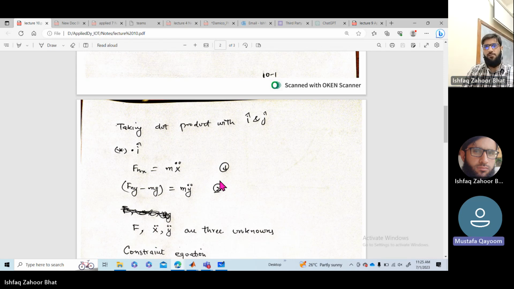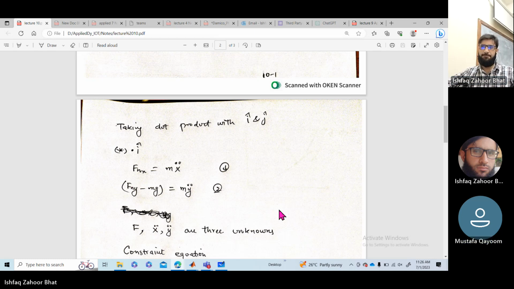Sir, three variables and two equations. Yes, there are three variables. F we don't know, x double dot we don't know, y double dot we don't know. M we know, nx we know, ny we know, because we have that path. But x double dot, y double dot, and f we don't know. So sir, how can we solve this problem? We have three unknowns, but we have two equations. We need one more equation to solve it, isn't it?